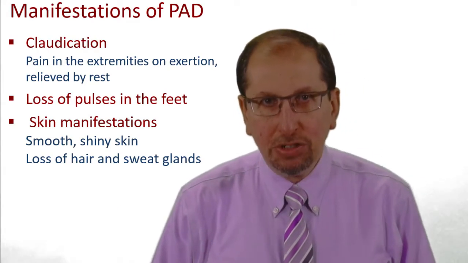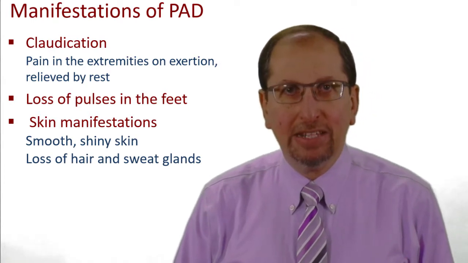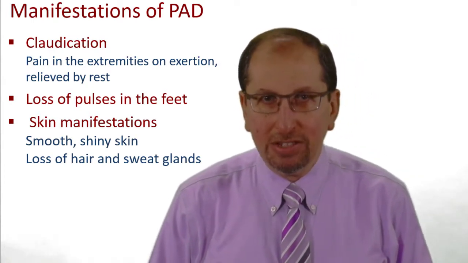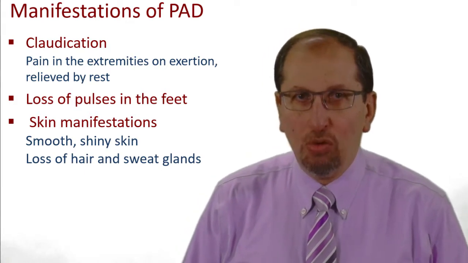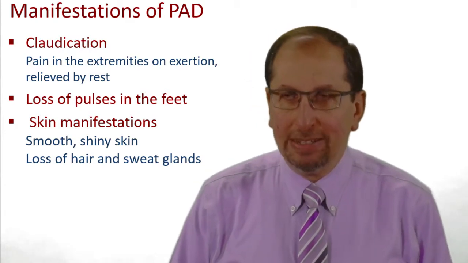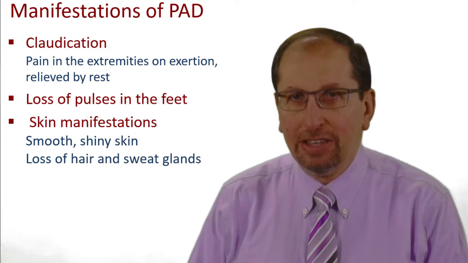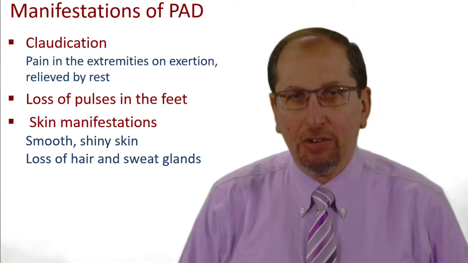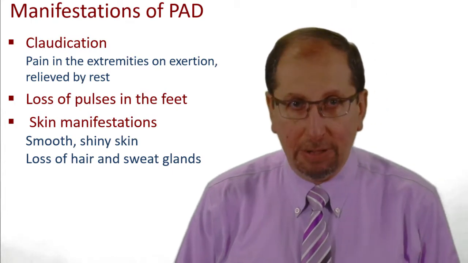So the major symptom here is claudication. What's claudication? It's pain in the extremities on exertion, and it is relieved by rest, most commonly presenting in the lower limbs. And by examination, you will see loss of pulses in the feet, depending on the level of obstruction. Maybe you cannot feel the dorsalis pedis pulsations. Maybe you cannot feel the anterior tibial pulsations. Maybe even you cannot feel the popliteal pulsations.